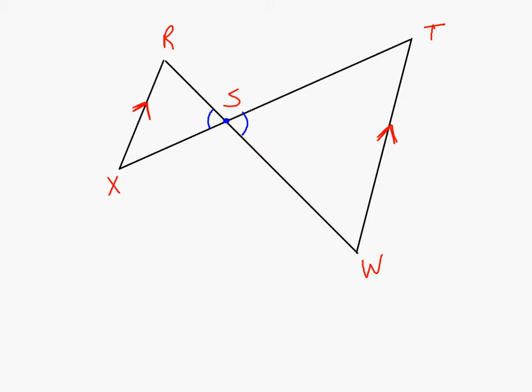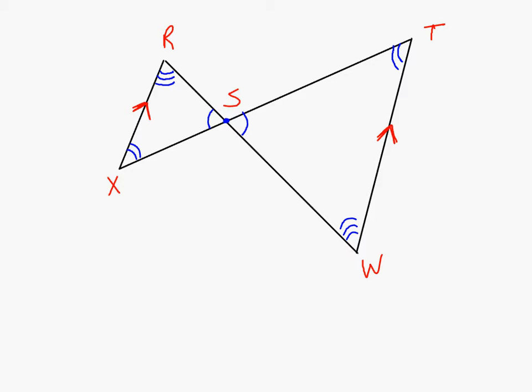Now the fact that RX is parallel to TW creates some transversals. This angle right here, angle X, is going to be congruent to angle T, because you've got two parallel lines and a transversal that intersects them. You've got the same thing with RW. This angle would be congruent to this angle. So now it changes the picture a little bit. You've got two angles in one triangle congruent to two angles in another triangle. So the triangles are similar.